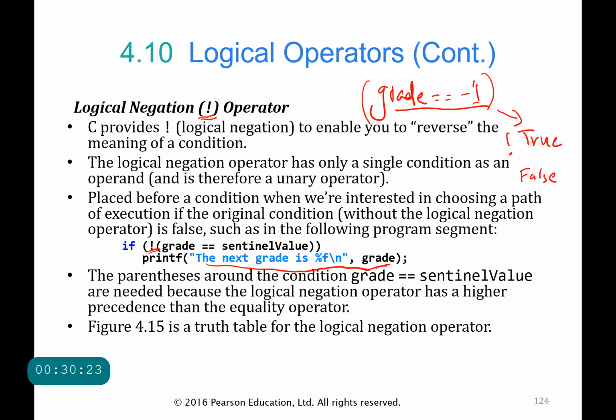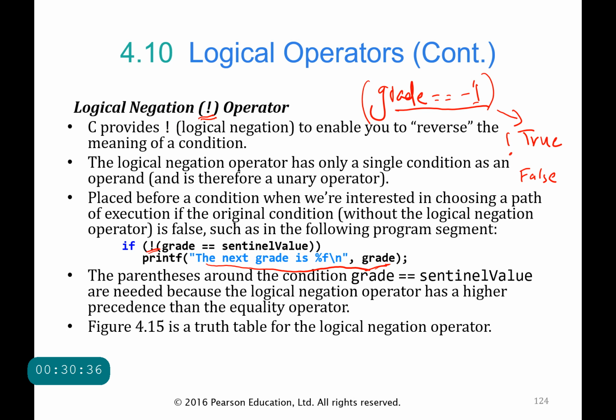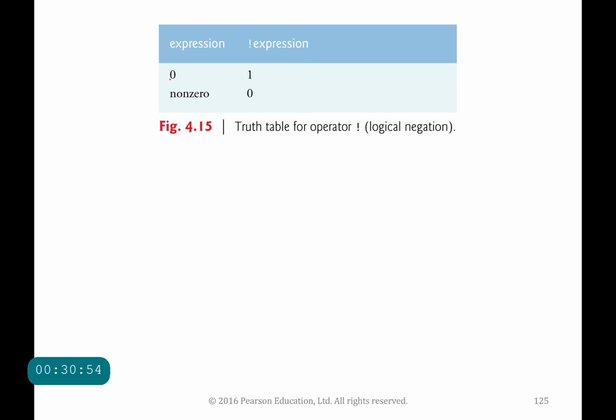So the logical negation operator is also used, and what it does is it does the opposite of what is inside the expression. So if the expression is true, then this condition will not be executed, but if it is false, then you will consider that to be true and you will go inside the body. So you have 0 being converted to 1 and 1 being converted to 0, or true being converted to false.